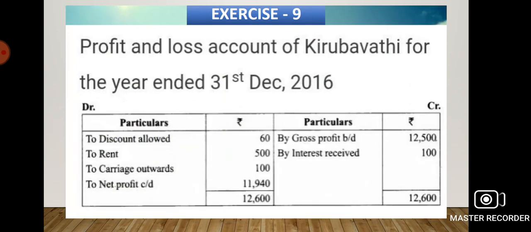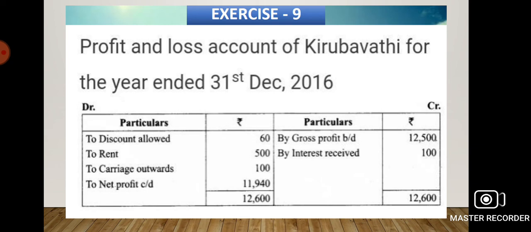Okay, question number 9. We come to question number 9. I will read the question. Prepare profit and loss account in the books of Kribavadi for the year ended 31st December 2016 from the following information. Gross profit 12,500, discount allowed 60, rent 500, interest received 100, carriage outward 100.